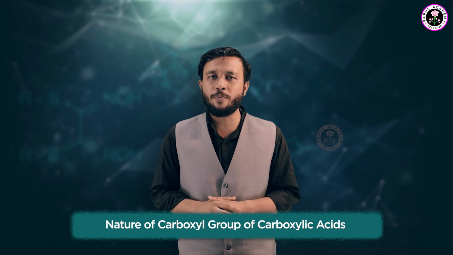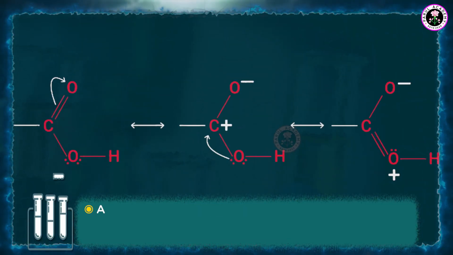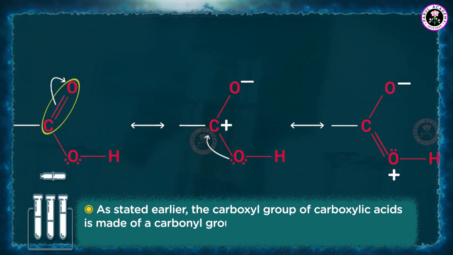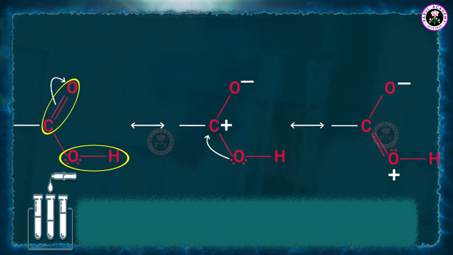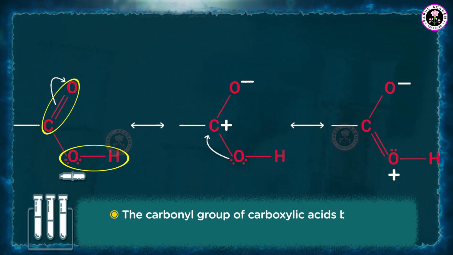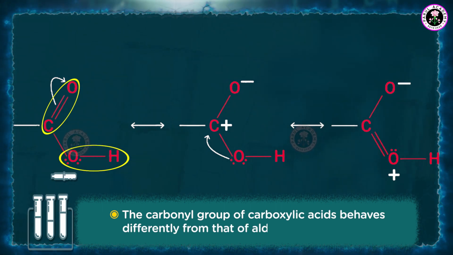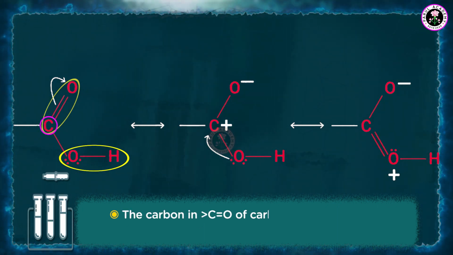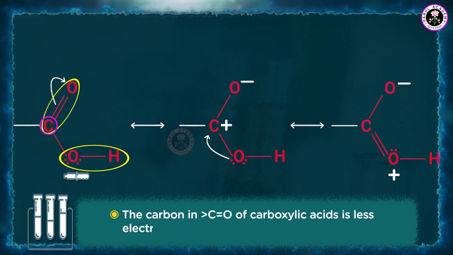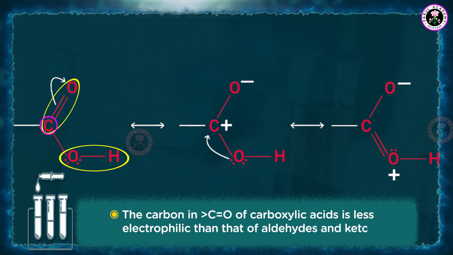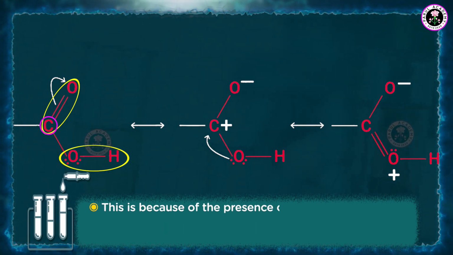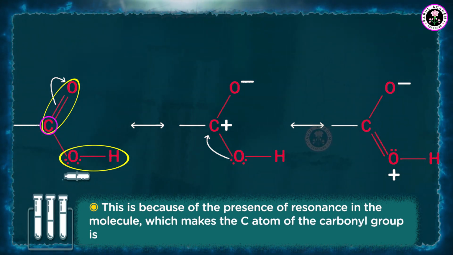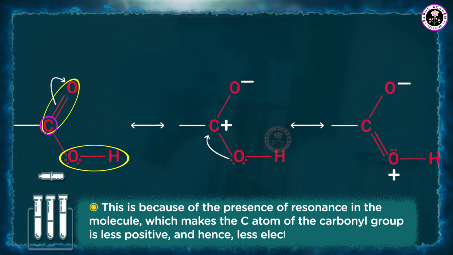Nature of carboxyl group of carboxylic acids. As stated earlier, the carboxyl group of carboxylic acid is made of a carbonyl group and a hydroxyl group. The carbonyl group of carboxylic acids behaves differently from that of aldehydes and ketones. The carbon in C double bond O of carboxylic acid is less electrophilic than that of aldehydes and ketones. This is because of the presence of resonance in the molecule, which makes the carbon atom of the carbonyl group less positive and hence less electrophilic.